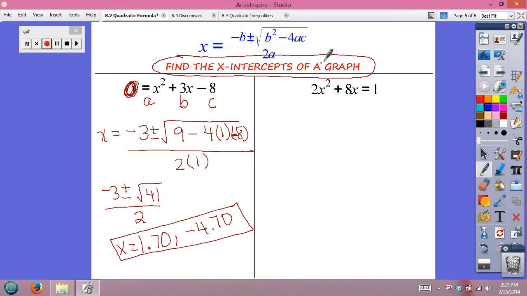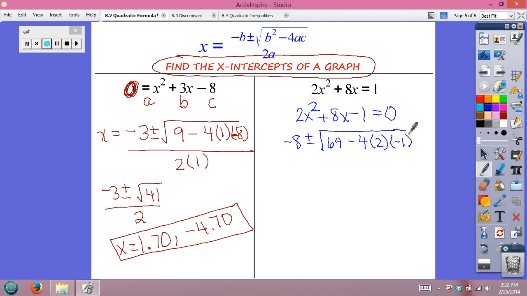One last example here. Notice we are not yet in standard form. That's okay. Just move that 1 over. 2x squared plus 8x minus 1 equals 0. We are finding the x-intercepts. We are equal to 0, so that's okay. And if we look, okay, so we have negative b, which is 8, plus or minus the square root. b squared is 64 minus 4ac, which is 2 and negative 1, all over 2a, which is 2.